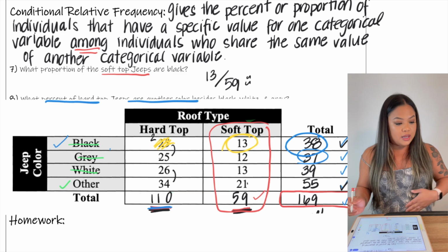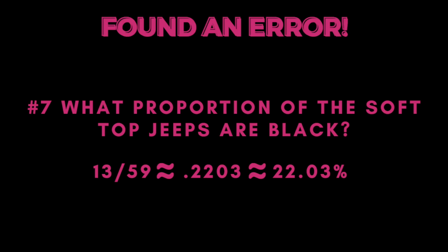And now that's going to give us a different number. 13 divided by 59 is 0.2203 when rounding off. And that will be 22.03% when you turn it into a percentage.